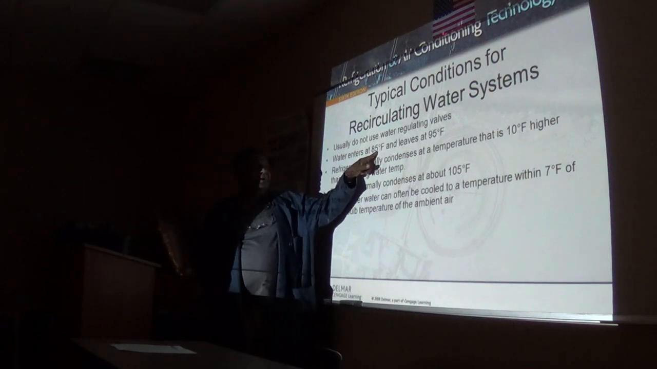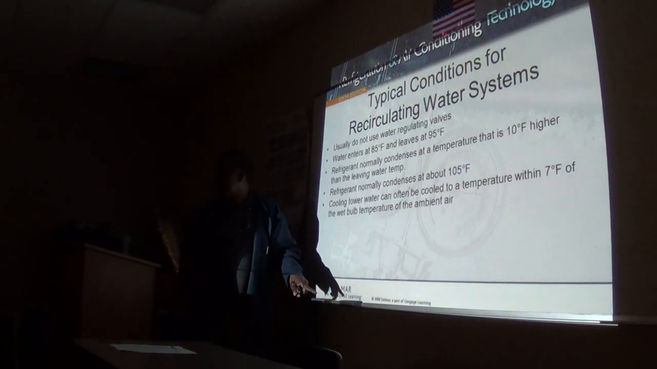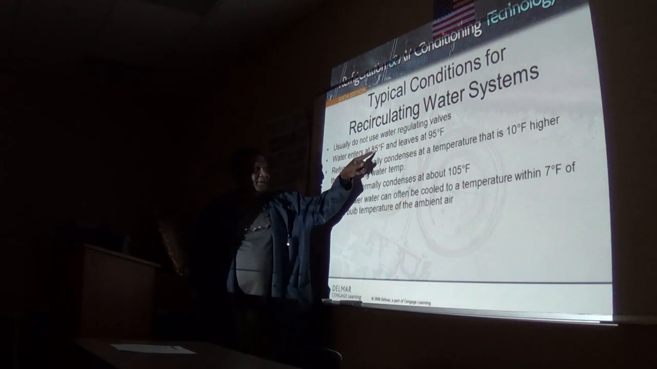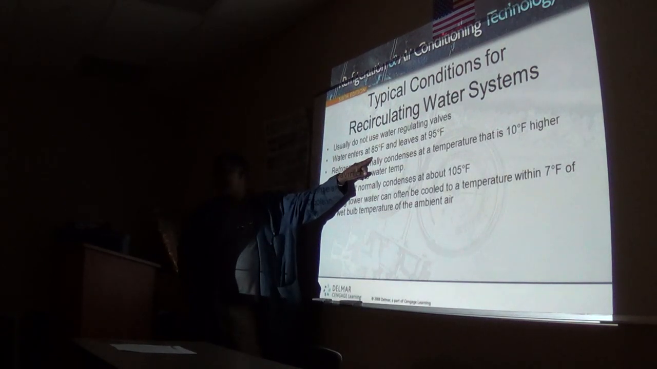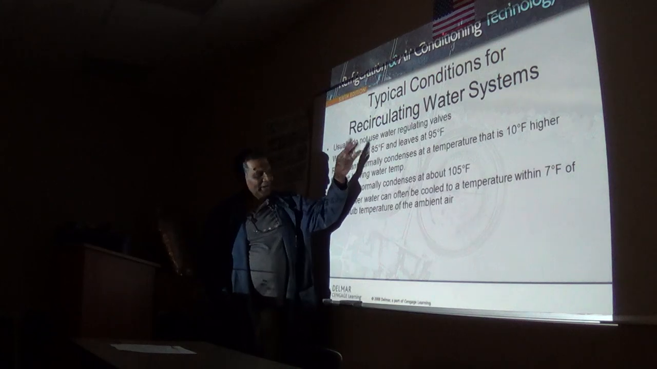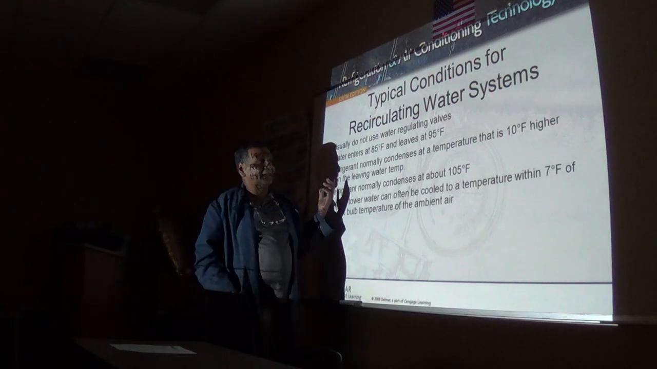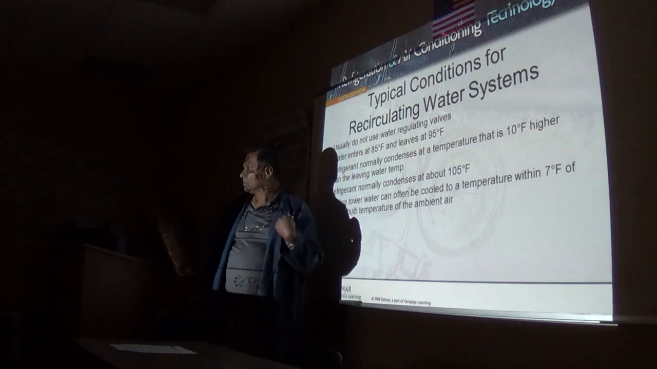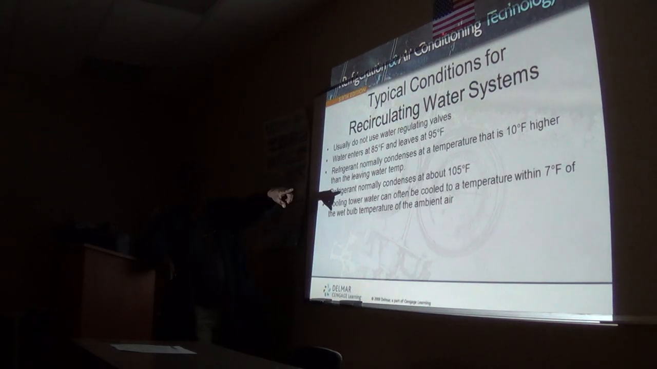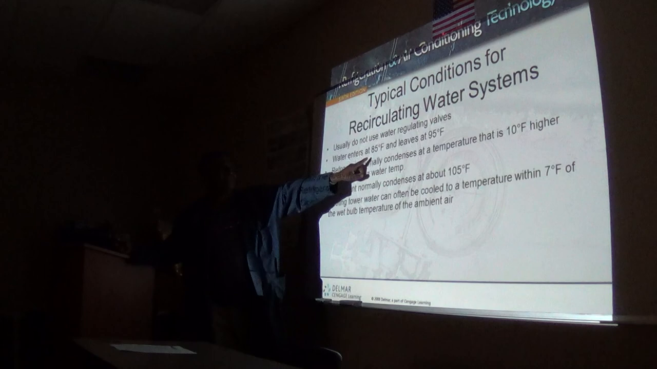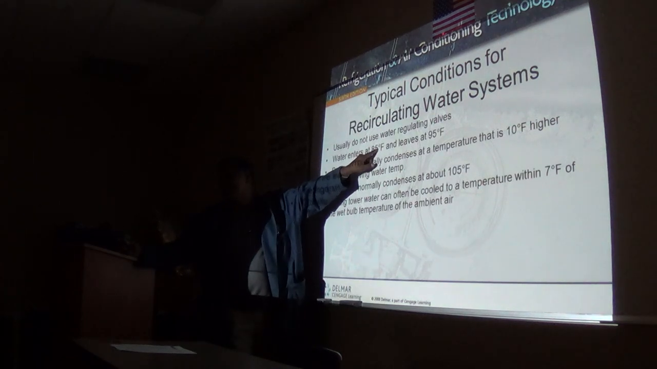73. All right, no, my wet bulb is 80 degrees. You said 73, right? But it can never go below that. It says within 7 degrees. So if it's 80 degrees, it can pull it down to 87.